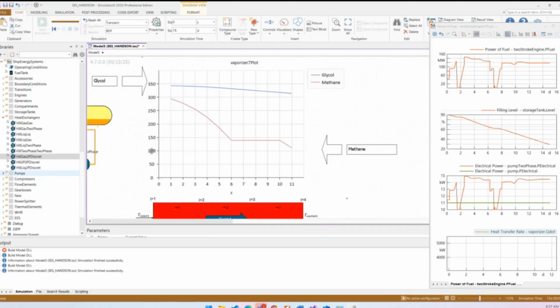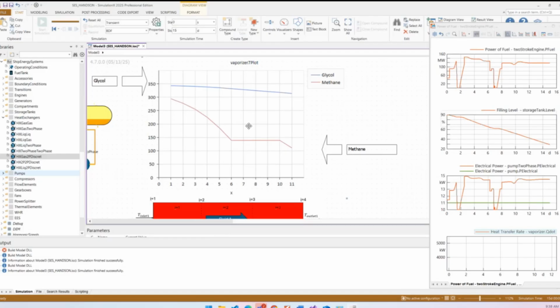We have the temperature on this axis, and X is the discretization or the flow direction. The blue line is in our case glycol, and the red line is methane. I also marked here the flow direction. It's a counterflow heat exchanger. The nice thing you can see here is we have this plateau of phase transition. So we start with liquid methane, and at one point we start to evaporate, and we need a lot of energy to evaporate it. And at the end, we are superheated and we have our fuel.